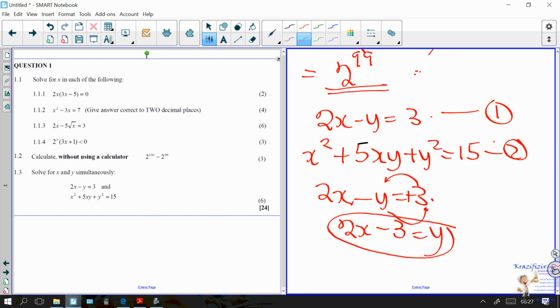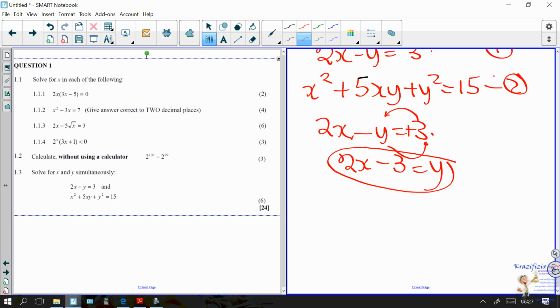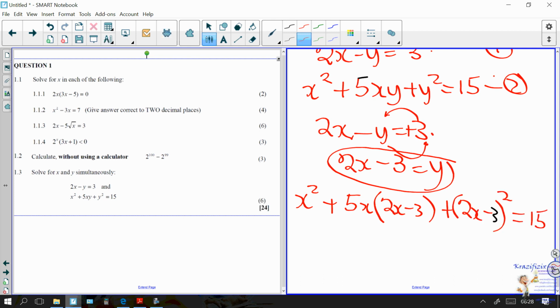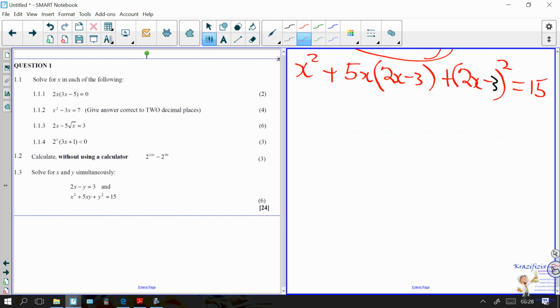What this means is you go back to your equation. Anywhere you find y, you replace it with what your y value is. So it's x squared plus 5x, what is my y? 2x minus 3, plus 2x minus 3 squared equals 15. Okay, let's solve swiftly. x squared plus 10x squared minus 15x. I hope you see what we're doing here.